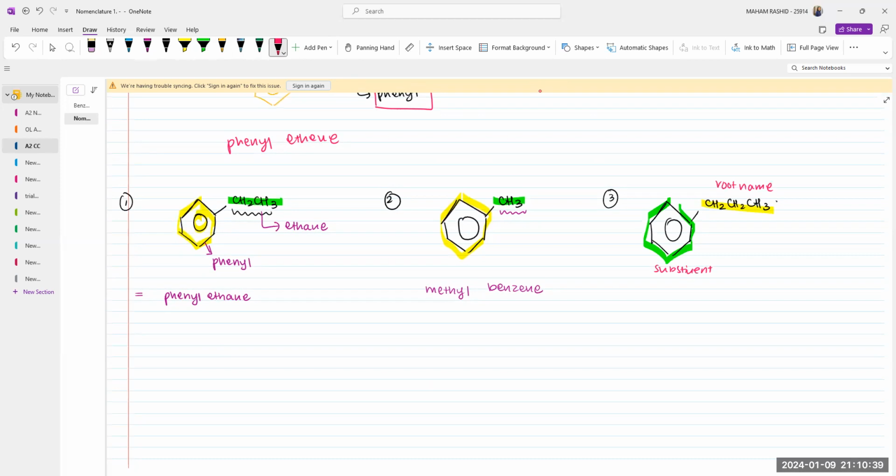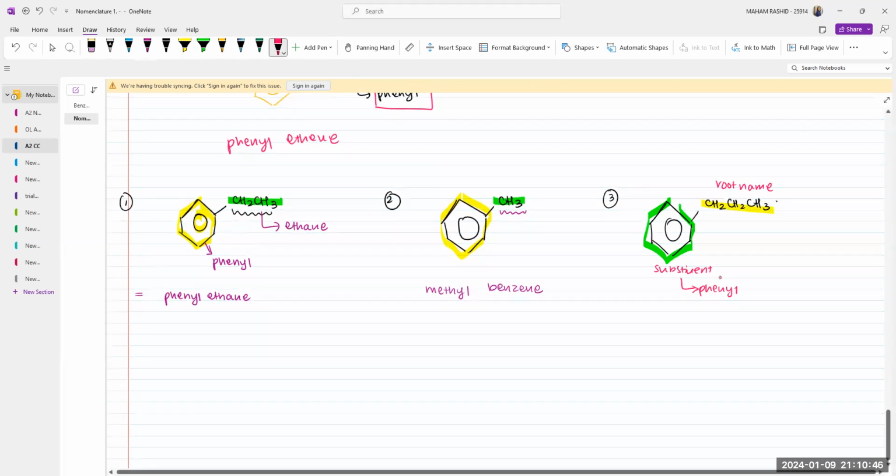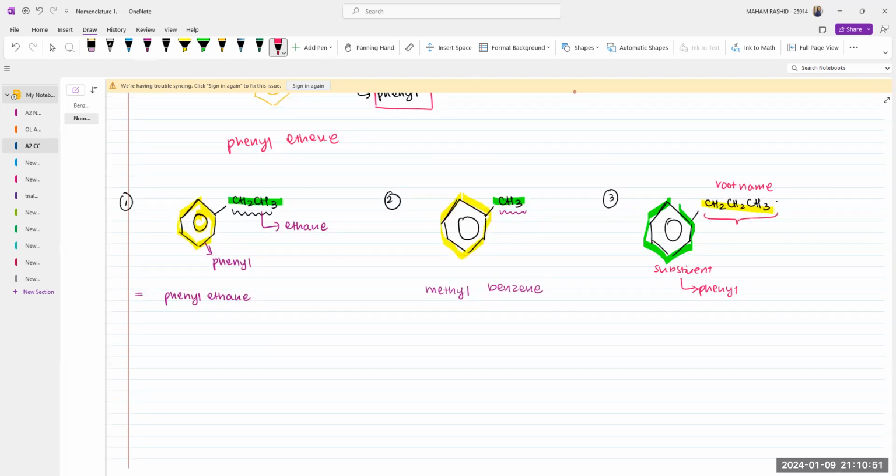Now, since your benzene ring is a substituent, a benzene ring as a substituent is named as phenyl, right? And your root name here is, how will you name this compound? Propane, right? So this is propane, which is your root name. So your name will go like something propane, and that something is phenyl. Phenyl propane.